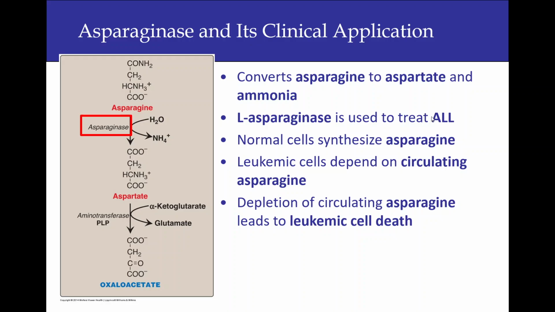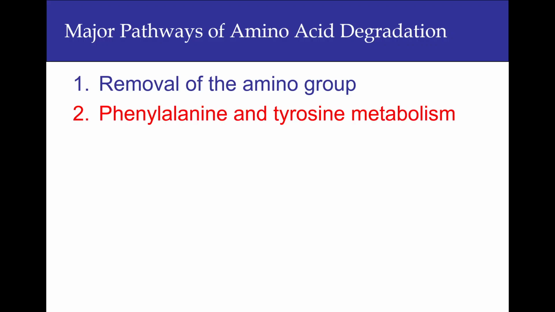That's why the asparaginase enzyme is used to treat ALL. What is ALL? It's a type of leukemia, acute lymphoid leukemia. So this is the asparaginase enzyme, which is used to treat leukemia, because leukemic cells need lots of asparagine, and by depriving them of asparagine, you kill them. Okay, so we're done with the first easy pathway. Next, we're going to introduce phenylalanine and tyrosine metabolism.